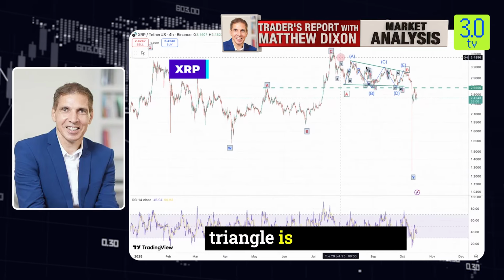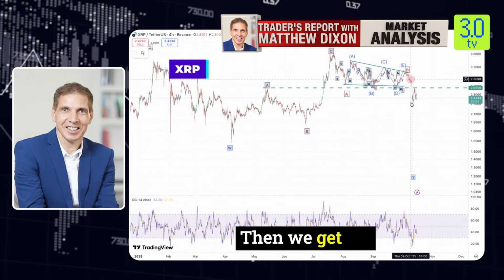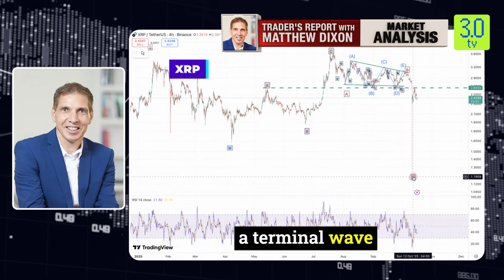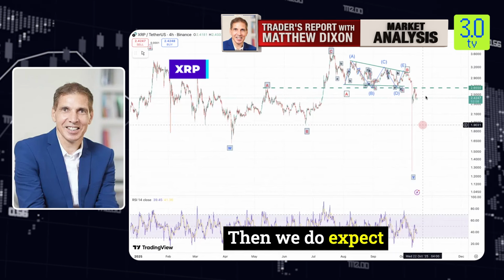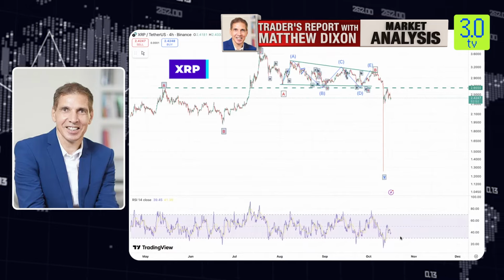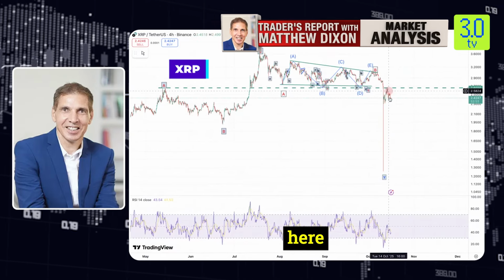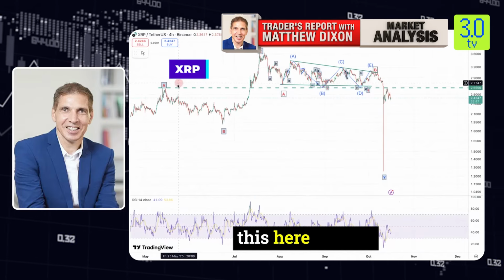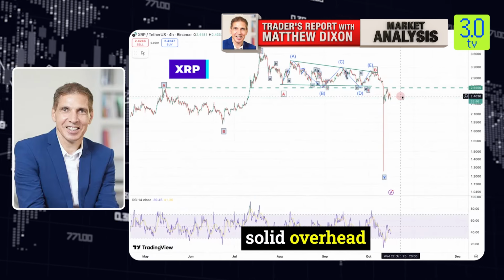Remember, triangle is pre-terminal in the cycle. Then we get a C wave, which is a terminal finishing off the Y wave here, terminal wave to the downside. Then we do expect now powerful movement to the upside. That's obviously already begun. We've got this powerful move to the upside here. We're in the midst of a little bit of a correction. Bear in mind, this here is quite solid overhead resistance now.